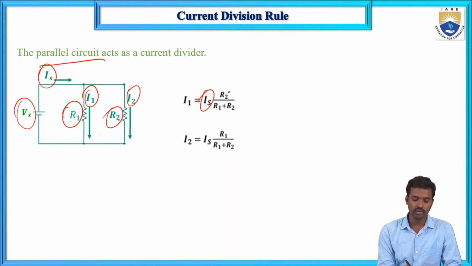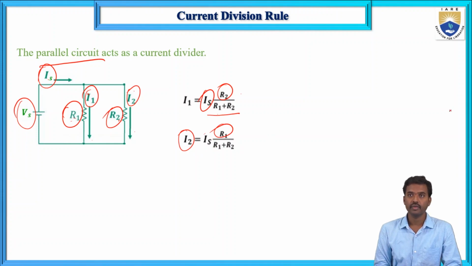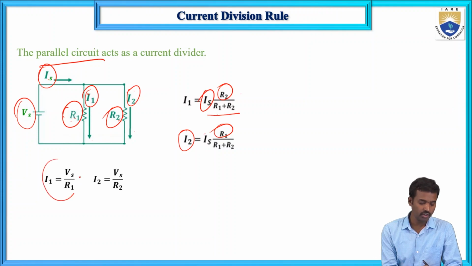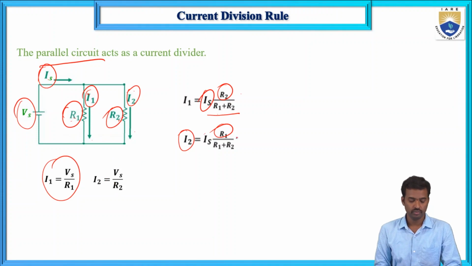Total current into opposite branch resistance. This I1 current equals Is into the opposite branch resistance R2 divided by total resistance R1 plus R2, and this I2 equals Is into the opposite branch resistance R1 divided by R1 plus R2. So now here this is the formula, and I1 equals Vs by R1, same voltage, and I2 equals Vs by R2.